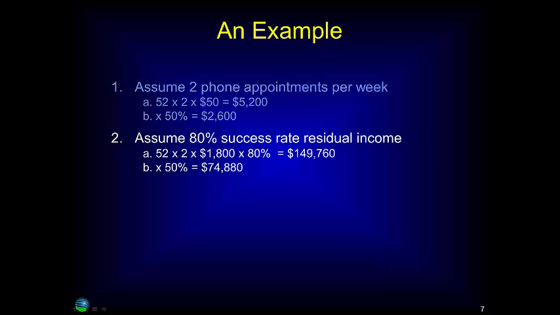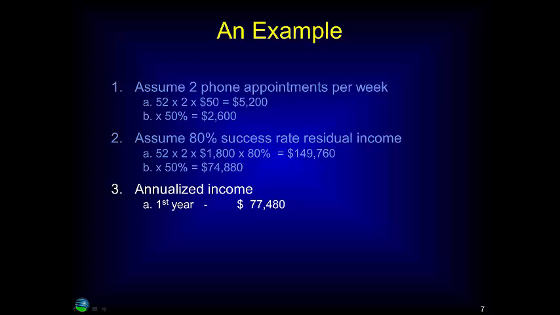Let's come over to the residual income. Assuming an 80% success rate, you take your 52 weeks times 2 appointments a week, times your average of $1,800, times your 80% success rate, which leaves you with just under $150,000, which you then split 50-50. If you annualize that income the first year, that comes out to be just a little over $77,000. The second year, because you have your residual from the first year, gives you $152,000. And by the third year, that increases to over $227,000. Now, of course, this assumes there's no attrition, but that can easily be made up by having 1 extra appointment a month.